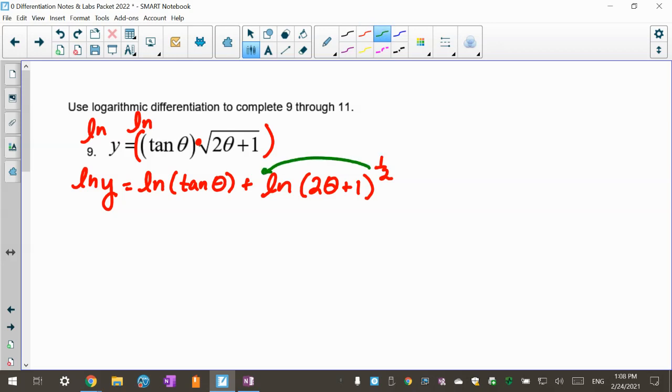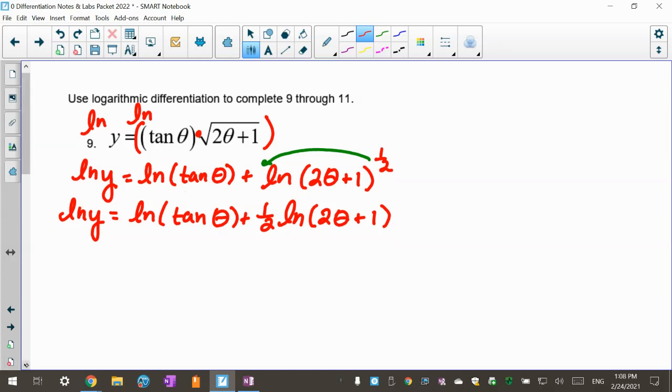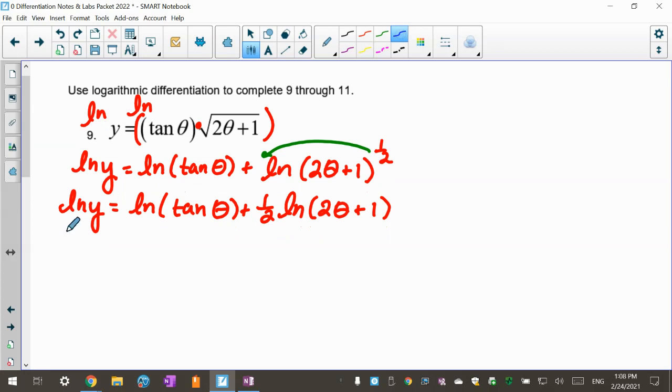So as soon as I actually log it, you can use your log rules to expand this, and then we'll do the derivative of natural log. So this would be 1/2 natural log of 2 theta plus 1. And remember, that is not the power rule. That is just using log rules to expand it. So now I've got it fully expanded. Now, only here do I start doing the derivative.